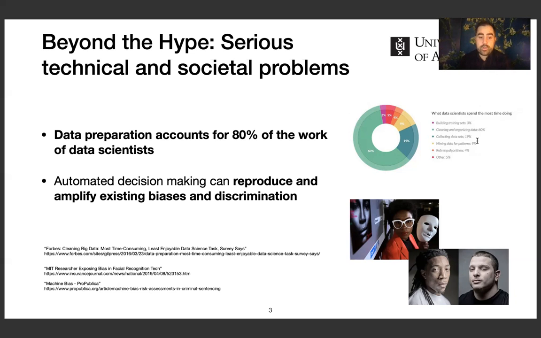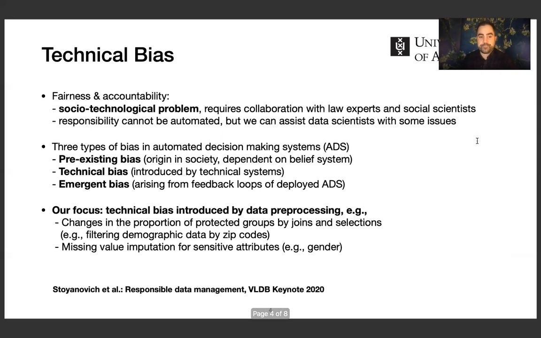It is becoming apparent now that the automation of decision-making can also reproduce and amplify existing biases and discrimination. And there have been multiple examples for this in the media recently. For example, that facial recognition systems don't work as well for people with darker skin as for people with lighter skin. And our work tries to address some of these problems. So it is in the area of fairness and accountability.